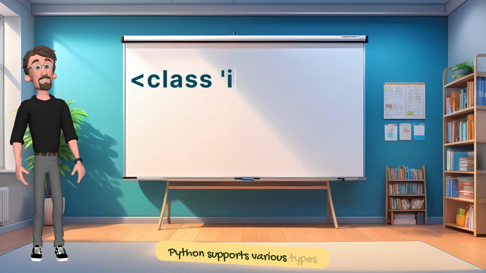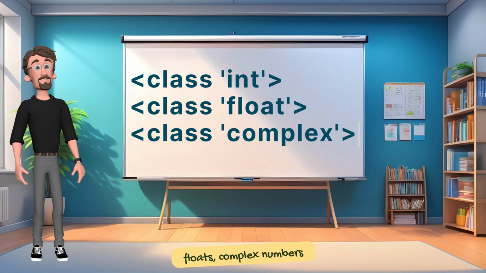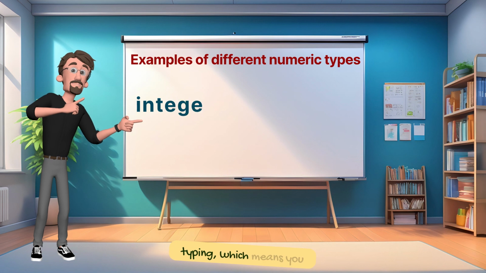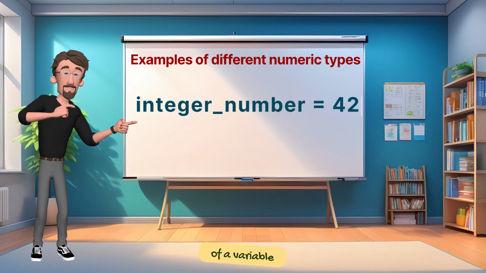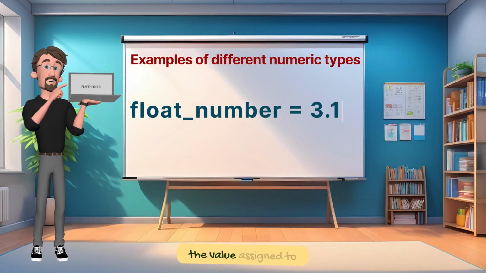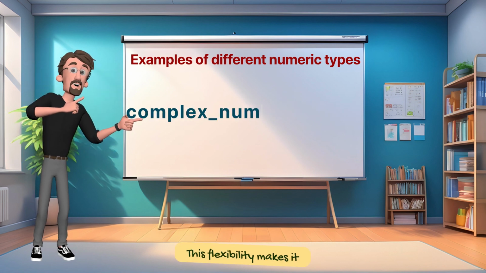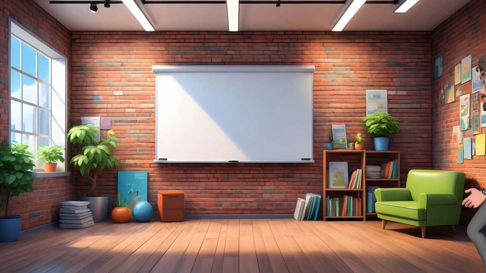Python supports various types of numbers, including integers, floats, complex numbers. One notable feature of Python is its dynamic typing, which means you don't need to explicitly declare the data type of a variable. Python interpreter dynamically assigns the type based on the value assigned to the variable. This flexibility makes it easier to work with numbers without worrying about type declarations.